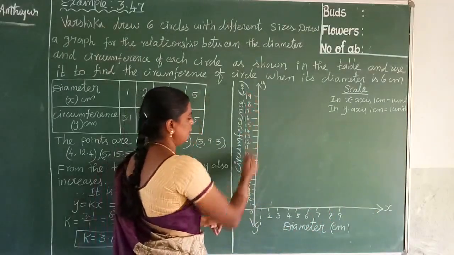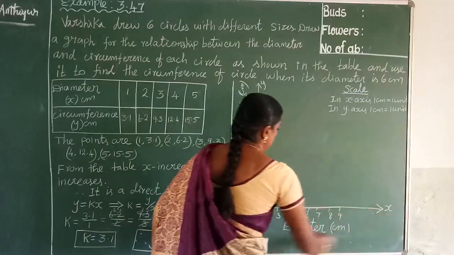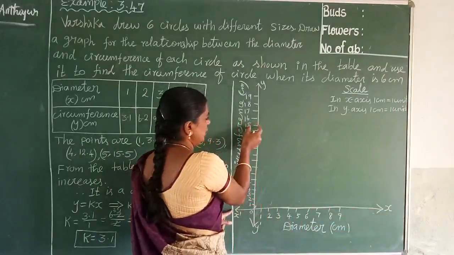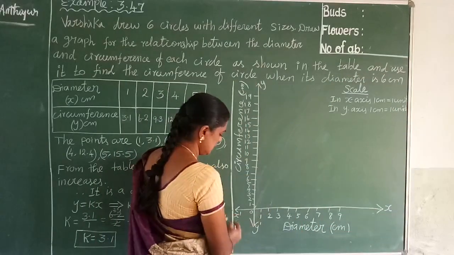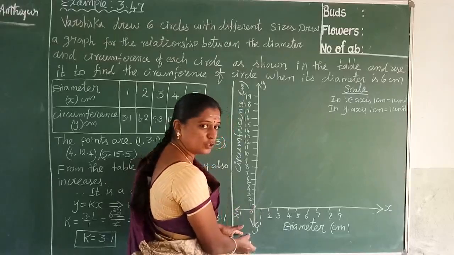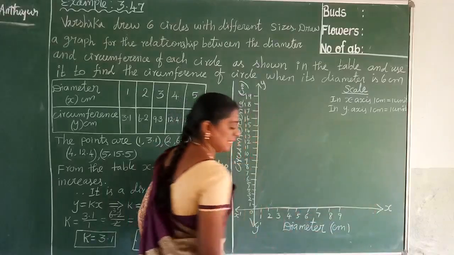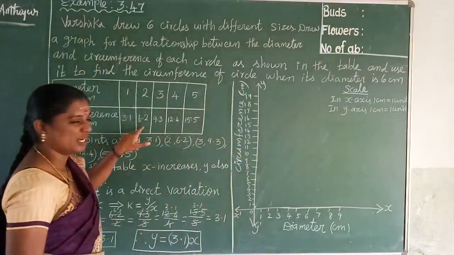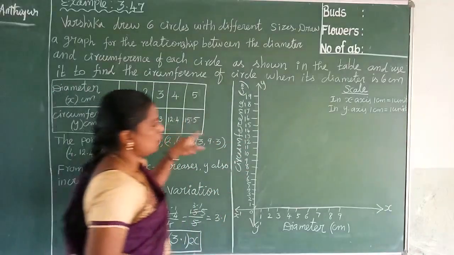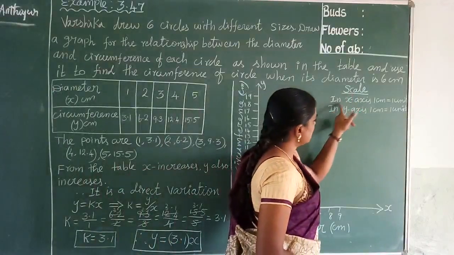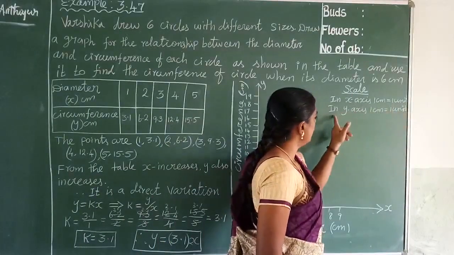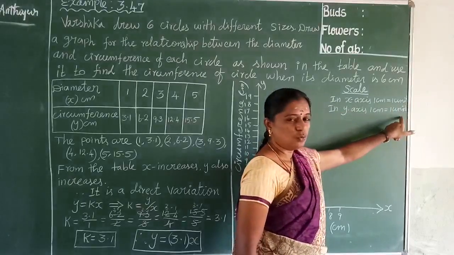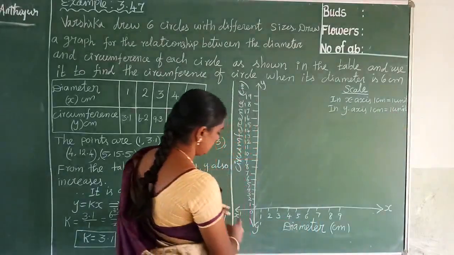So in the graph, this is the graph sheet fully. Here 1 or 2 lines you leave and mark the y axis. Here also at the bottom you leave 1 or 2 lines and mark the x axis. Depending on the tabular column you consider the scale. Now we consider the scale in x axis 1 cm is equal to 1 unit, y axis 1 cm is equal to 1 unit. So like that you draw.